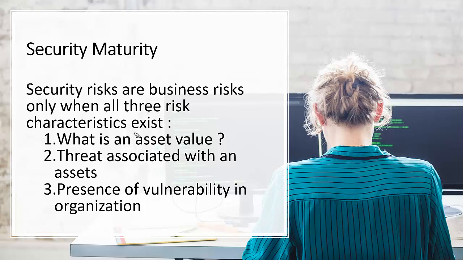Whenever we talk about risk in the organization, we have to define it using 3 parameters. Security risks are business risks only when 3 risk characteristics exist. First, what is the asset value? Second, what is the threat associated with the asset? And third, the presence of vulnerability in the organization. For example, say I join a company as a CISO.